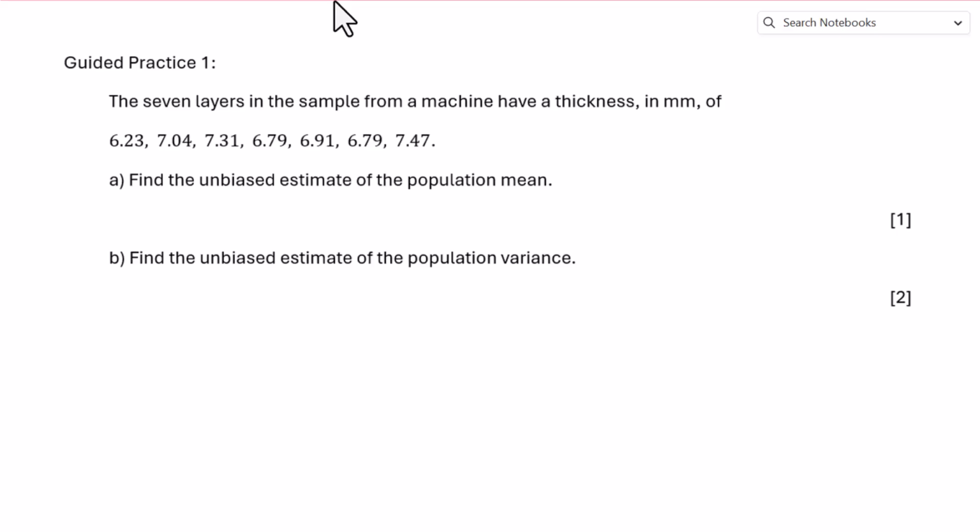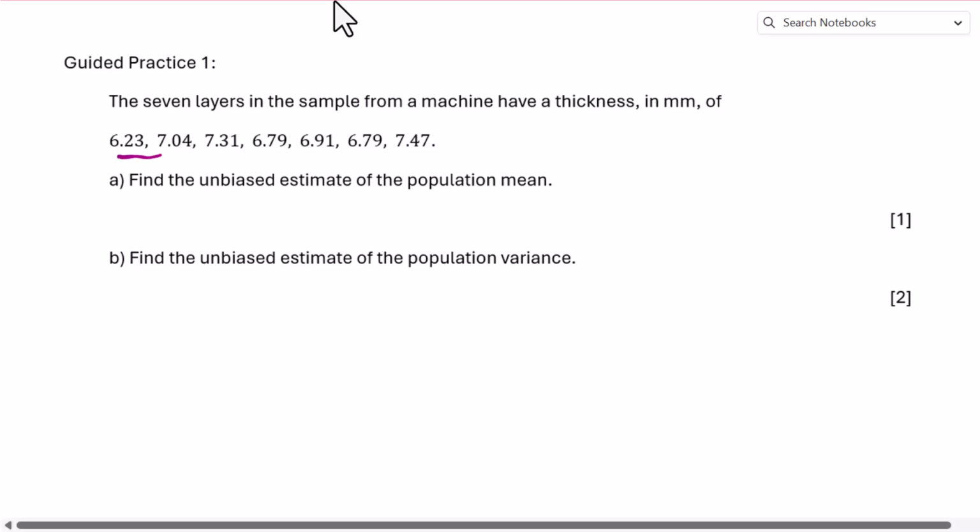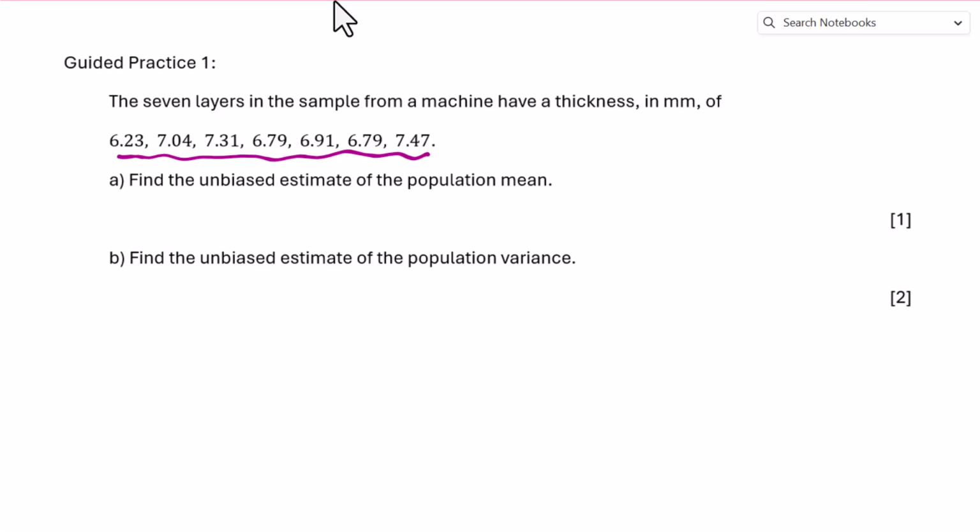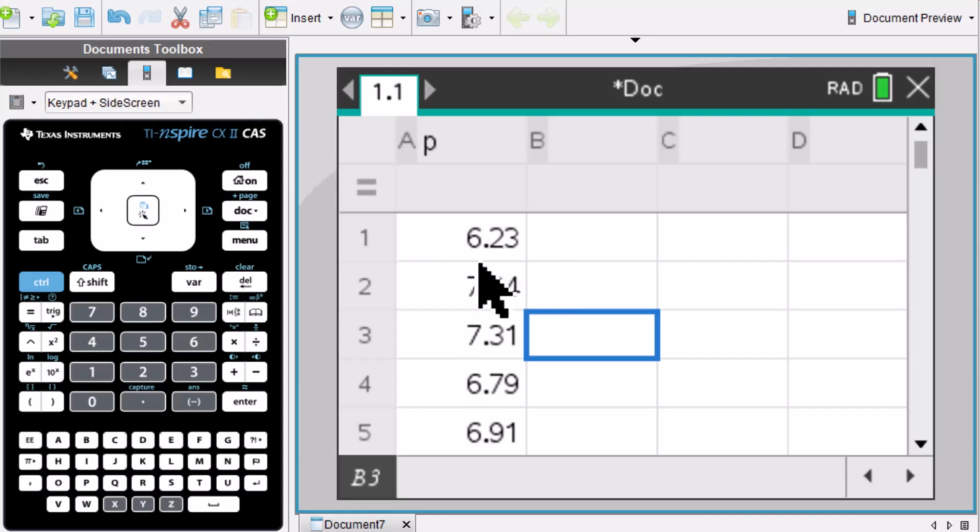Guided practice 1. The 7 layers in the sample from a machine have a thickness in millimeters of this data. A. Find the unbiased estimate of the population mean. B. Find the unbiased estimate of the population variance. Let's put the data in this spreadsheet.